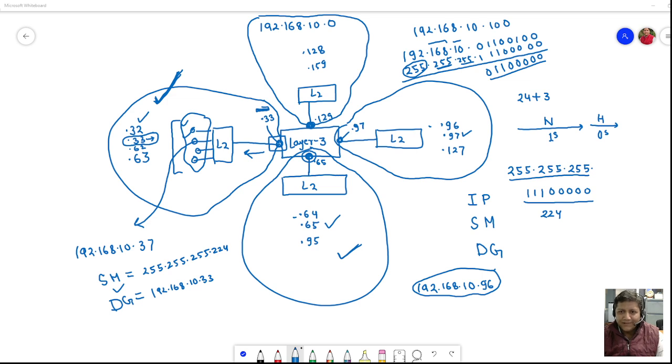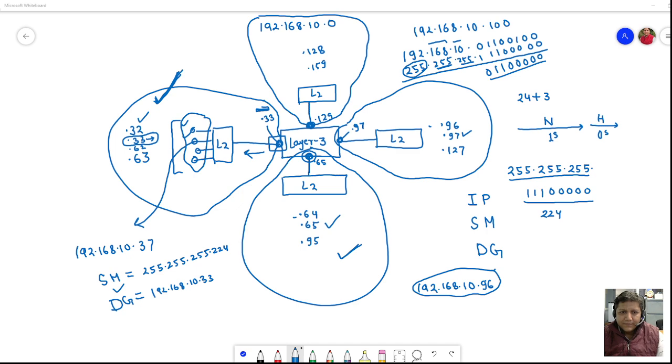Why should you do that? That's a bad design. If it is connected into one L2, then there are techniques to do that. That is known as virtual LAN. Fine, VLAN will be coming to that.